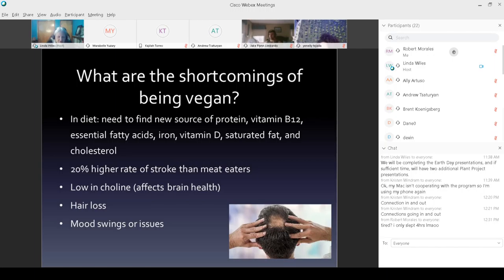Why do you think there's a higher rate of stroke? Did you see any information on that? I didn't read too much into that. Okay. But that was one of the few downsides to being vegan that I found.